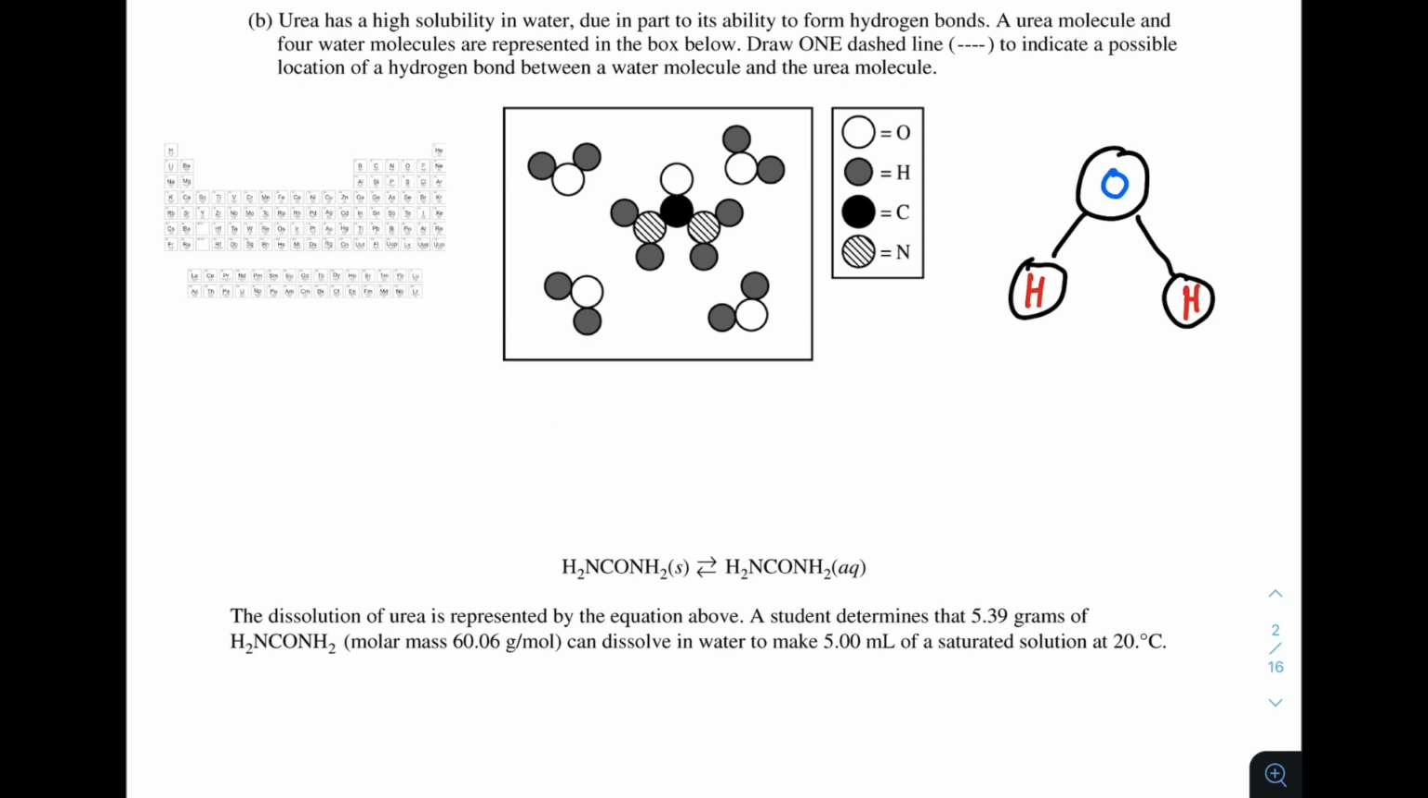For part B, we're told that urea has a high solubility in water, due in part to its ability to form hydrogen bonds. A urea molecule and 4 water molecules are represented in the box below. Draw one dashed line to indicate a possible location of a hydrogen bond between a water molecule and the urea molecule. So this is an electronegativity question, and to help simplify what they're asking in this question, I have inserted a periodic table on the left. So let's look at that for a second.